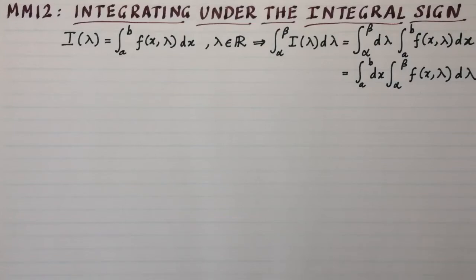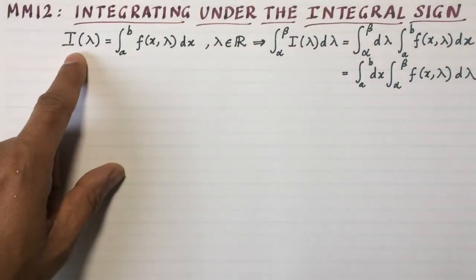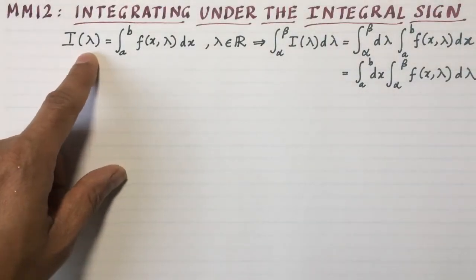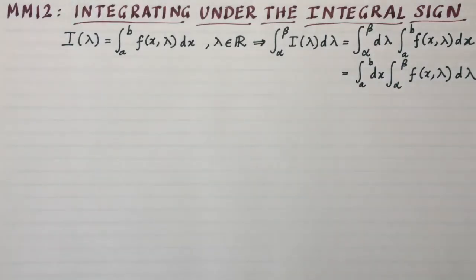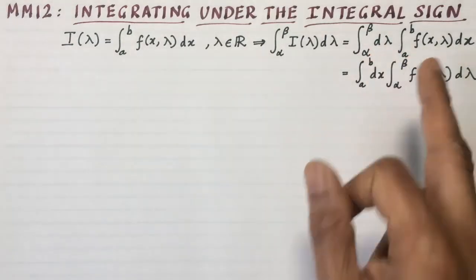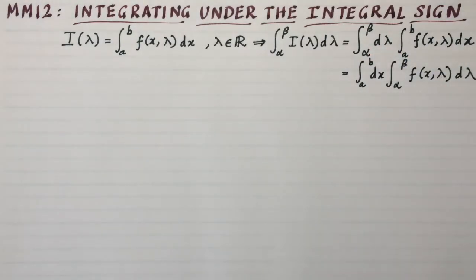Then the theorem of integrating under the integral sign says that if you integrate this integral here, I, as a function of lambda, with respect to the variable lambda itself, between some other limits alpha and beta, then the resulting double integral that you have with respect to both lambda and x, you can interchange the order of x and lambda. That's the content of this theorem.